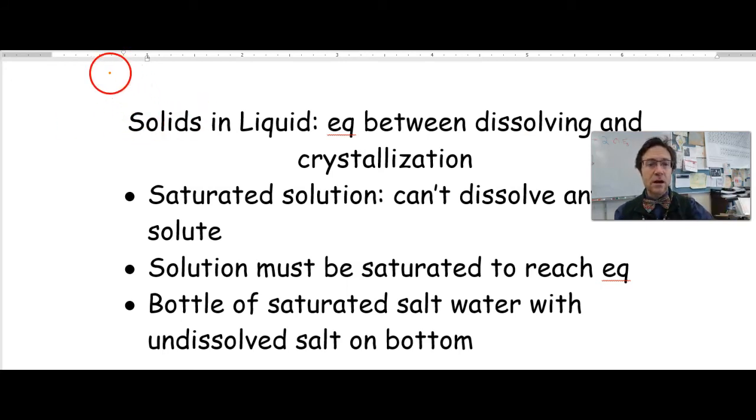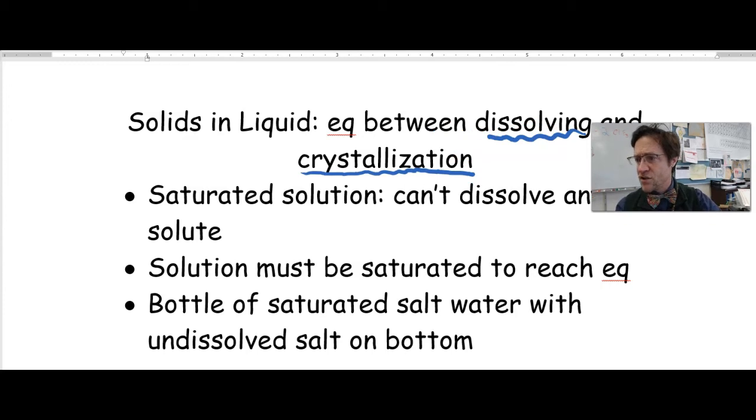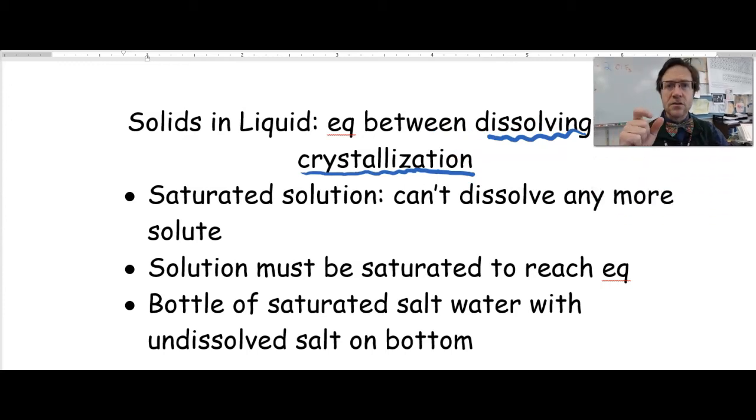So this is where we have, this is a little bit more weird. This is equilibrium between dissolving and crystallization, right? So crystallization, I don't know if y'all have ever had the joyous occasion of having those chunks of sugar at the bottom of your maple syrup. Oh, that's called crystallization. That's because there was so much sugar in the syrup that when you put it in the fridge, it got saturated and the syrup couldn't dissolve any more sugar and it came out, right?